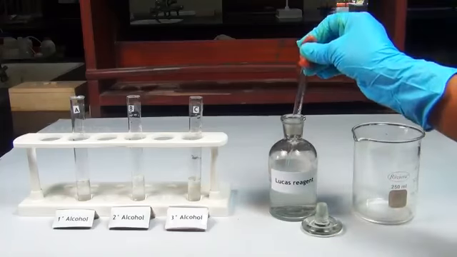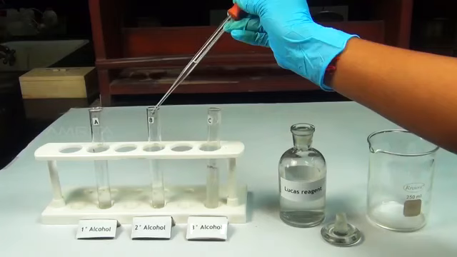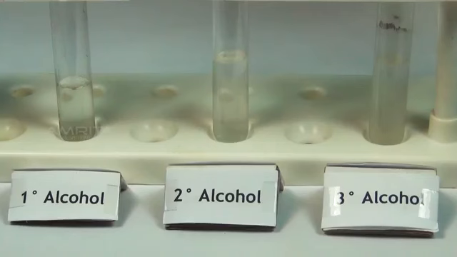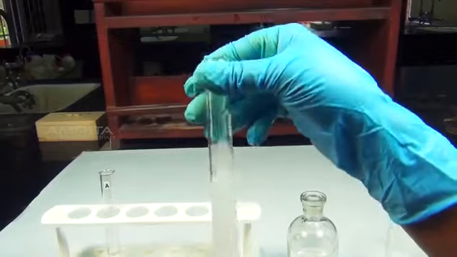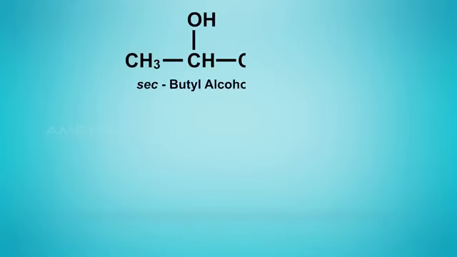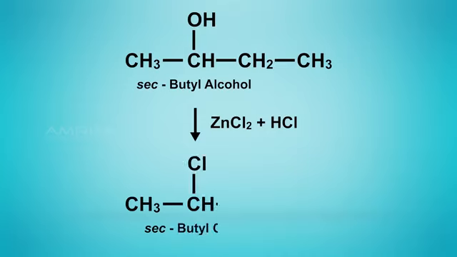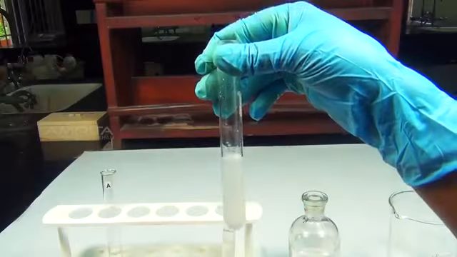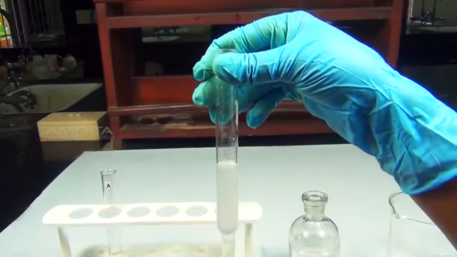Then add a small quantity of Lucas reagent into secondary alcohol taken in test tube B and shake the test tube well. Secondary alcohol reacts in about 1 to 5 minutes with Lucas reagent to form alkyl chloride, which being insoluble results in cloudiness in the solution.